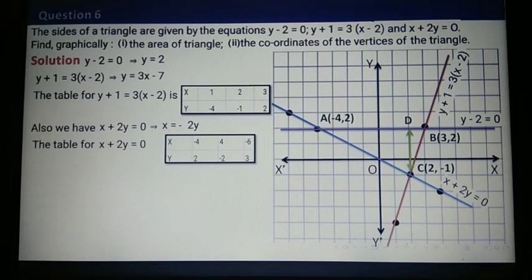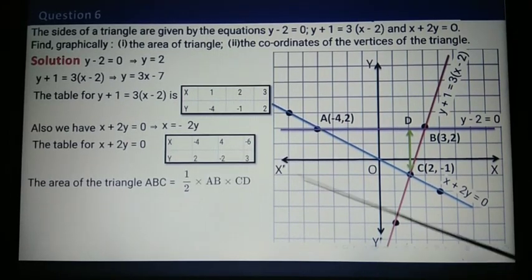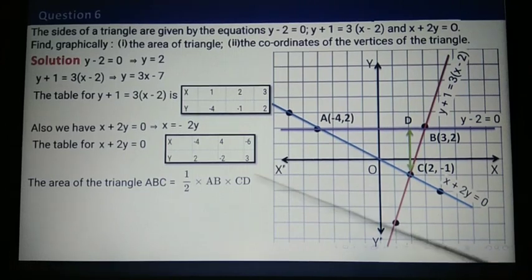Let me call this point D. So the area of triangle ABC is given by half into AB, which is the base, and CD, that is CD is my height. Half into base into height. Now let's see what is AB.